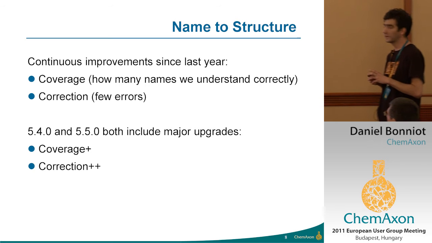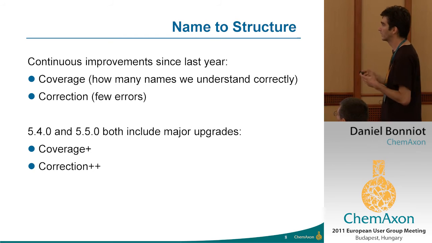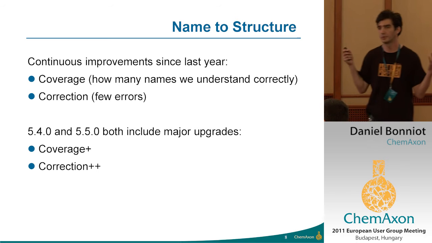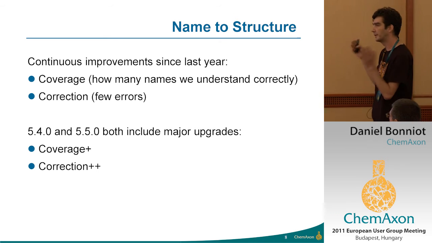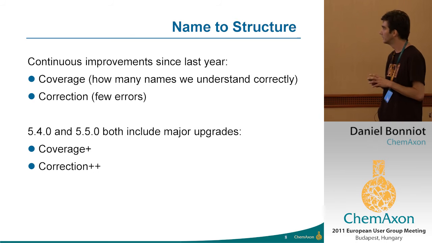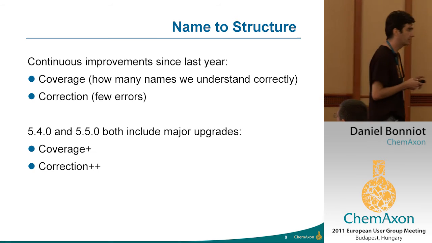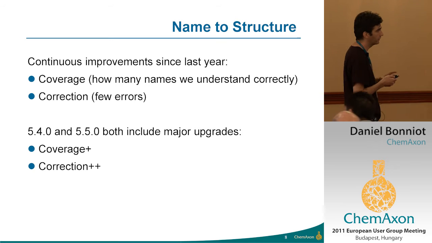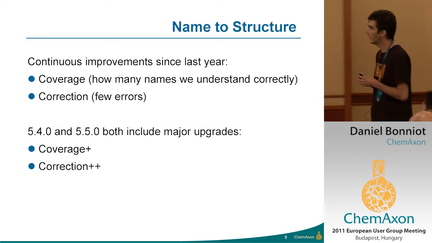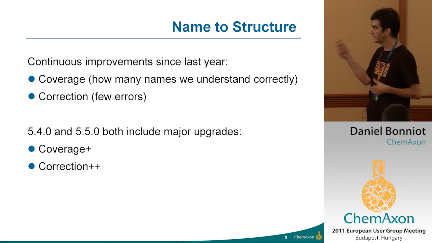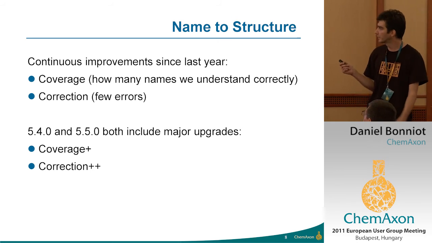There have been even bigger changes in name to structure. So continuously we work on both things: the coverage, so how much of the names we actually understand, and the correction, so when we generate something, is it actually the correct structure? Both 5.4 and 5.5, 5.5 had very significant changes internally, and you could see this in the results. Coverage is increasing. You will see numbers right afterwards, and correction even more significantly.